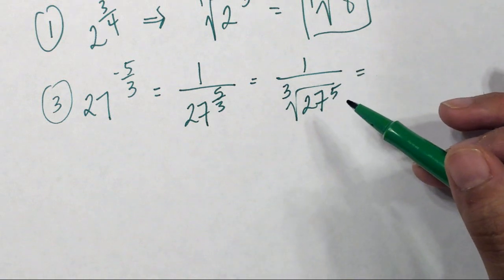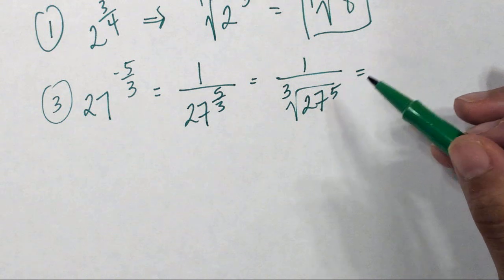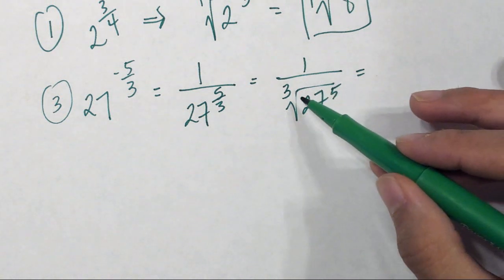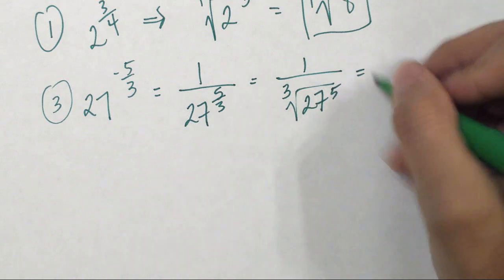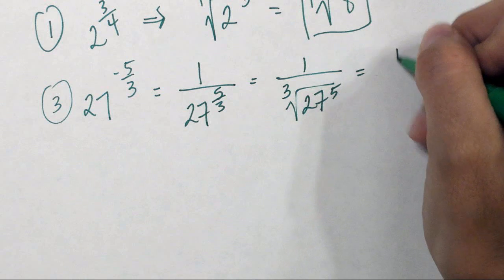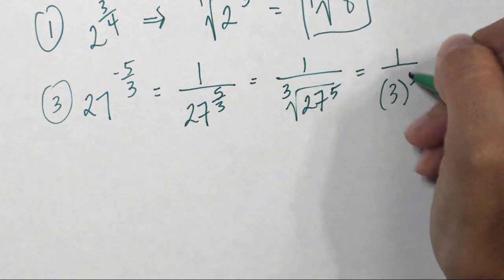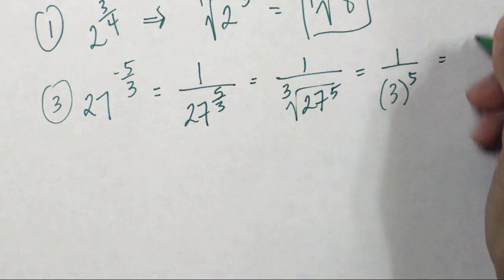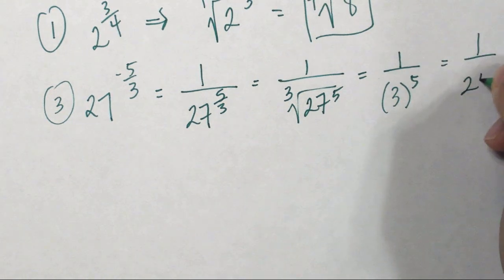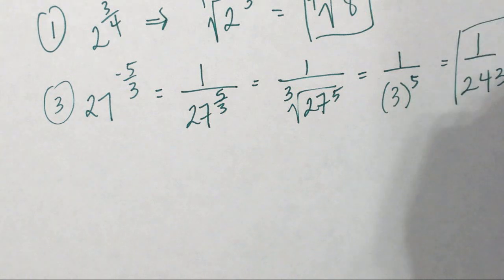Remember, you don't have a graphing calculator. So it's easier to use your charts to figure out what the cube root of 27 is, and that's easier for me to do. So the cube root of 27 is 3. And then you have 1 over 3 to the 5th power. So 3 to the 5th power, looking at my chart, is 243, so it's 1 over 243. And that's my final answer.